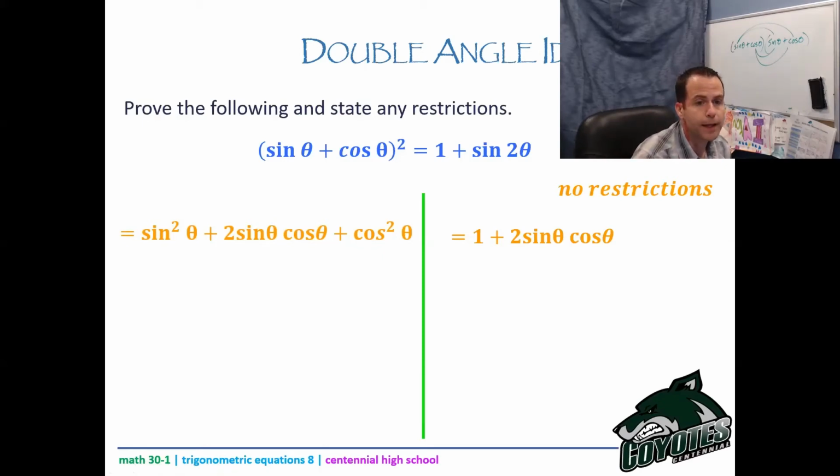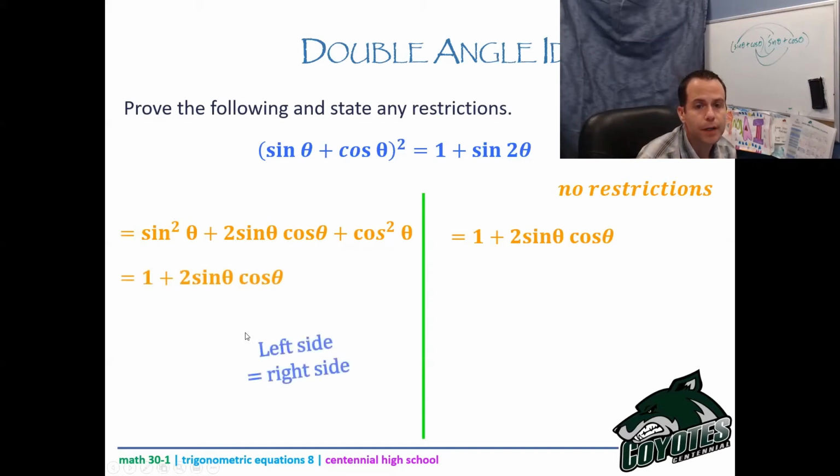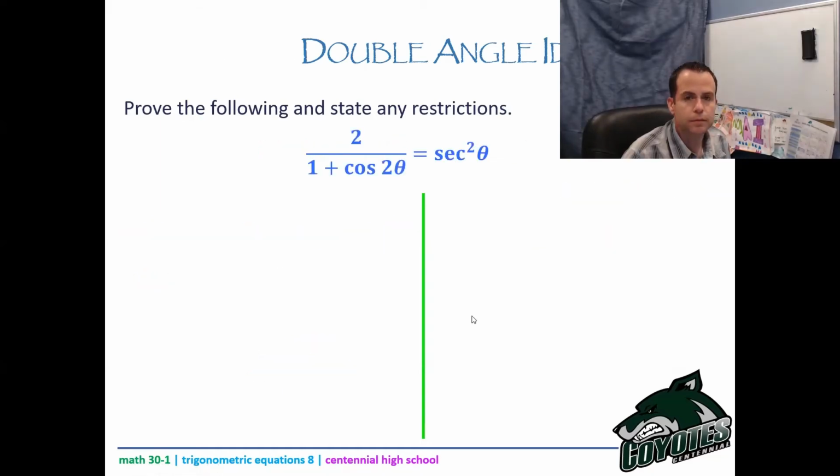Now, I'm hoping at this stage of the game, you can see this, and your heart goes pitter-patter because you know that sine squared theta plus cos squared theta is 1. So we can go right to calling that a 1, and we're done. We now have the left side equaling the right side, and everything is good. Okay? All right.